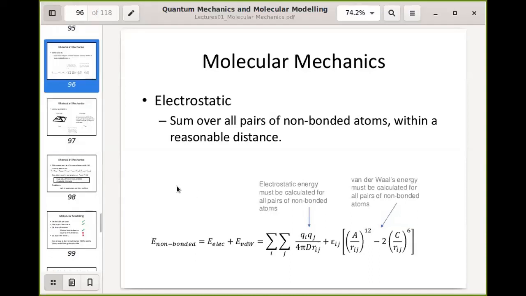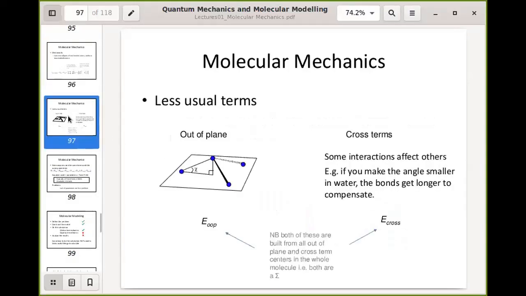As a final note, in molecular mechanics, we've got the sum of bonded terms, which include stretches, bends, and torsions. We've got non-bonded, which includes electrostatic and van der Waals. We add them together, we've got the energy of our molecule. However, some people don't think that's enough, and so there are some unusual terms in some cases.